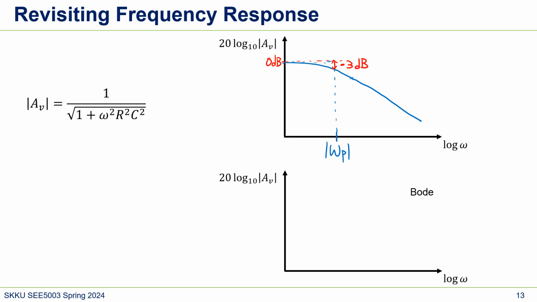And we can also simply draw it in a Bode plot. We already did it, but let's do it again. At the pole frequency, we just assume that our gain is the same as 0 dB, and after one pole, our gain will decrease, and its slope is minus 20 dB per decade. And here's the pole frequency.